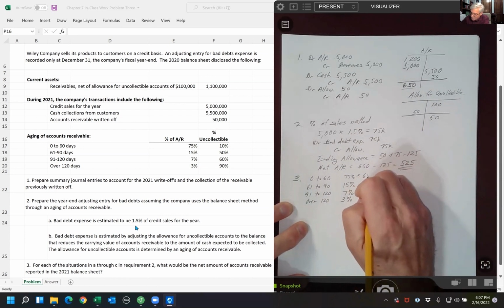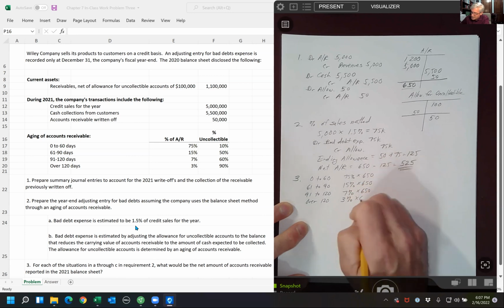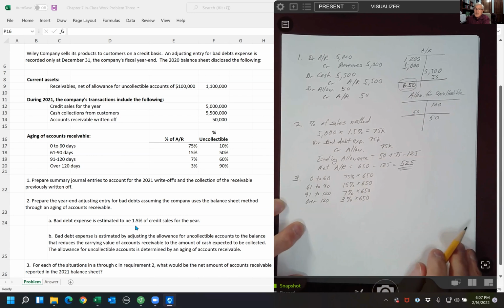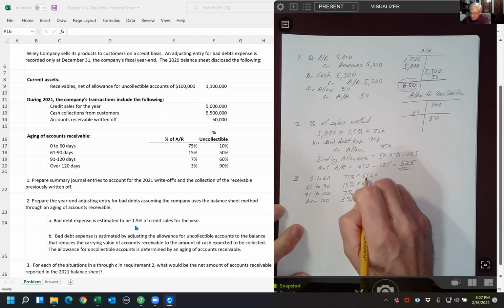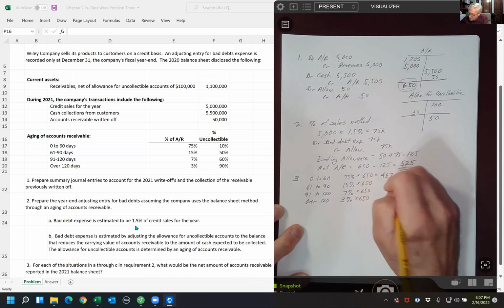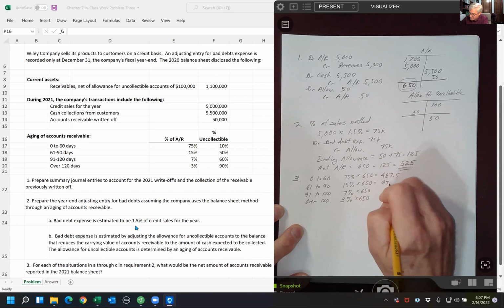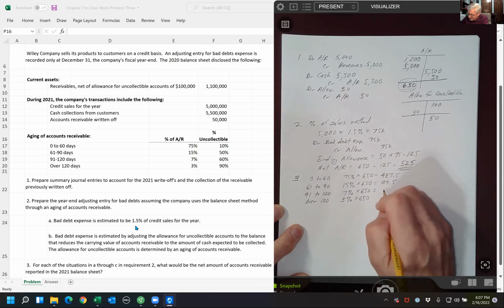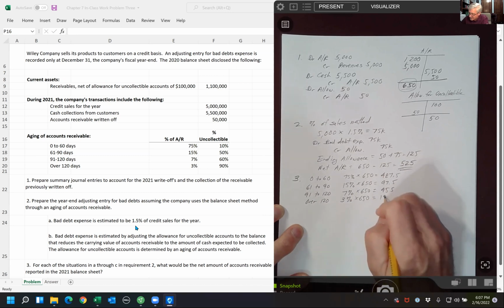So let's go find out how much dollar balance of the 650 is in each one of these. Where did I get the 650 from? That's what's in receivables at the end of the year. So 75% of 650, 487.5, 15% of 650, 97.5 thousand, 7% of 650 is 45,500, and 3% of 650 is 19,500.